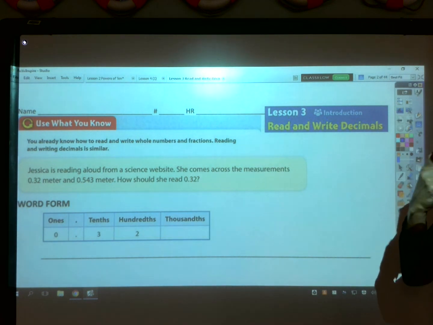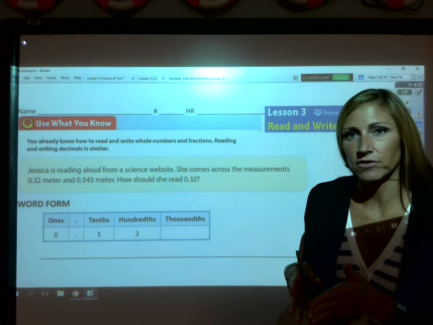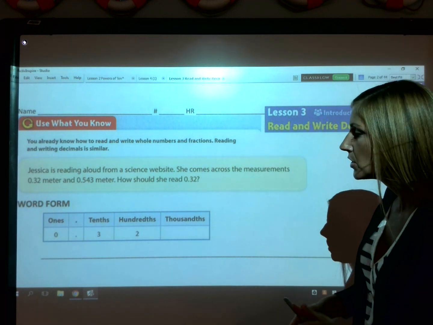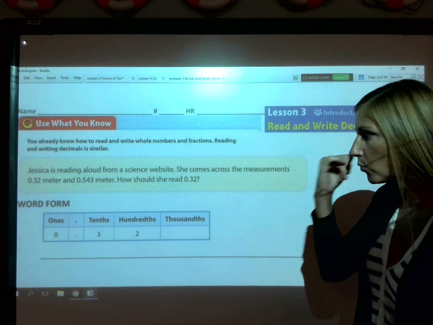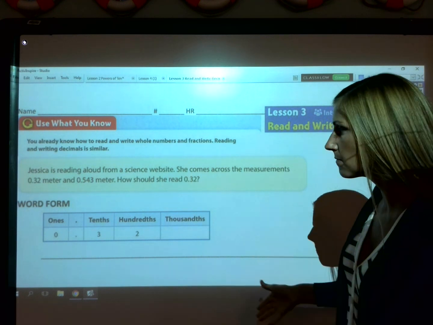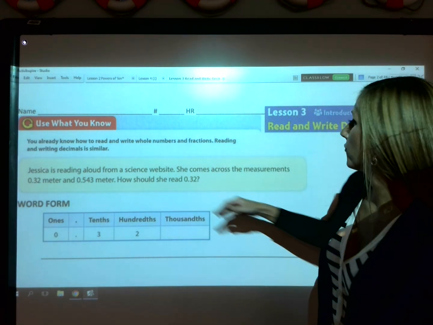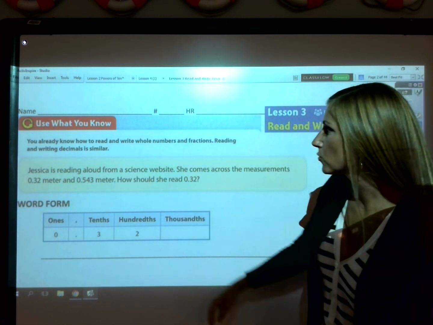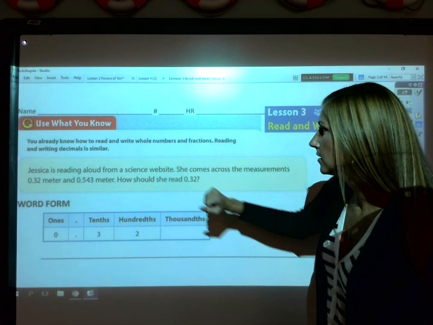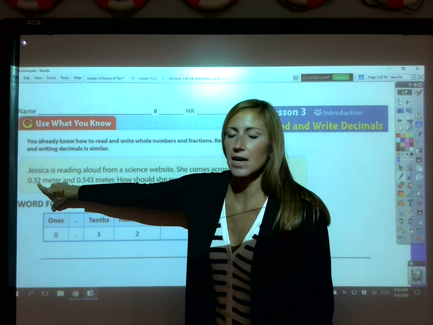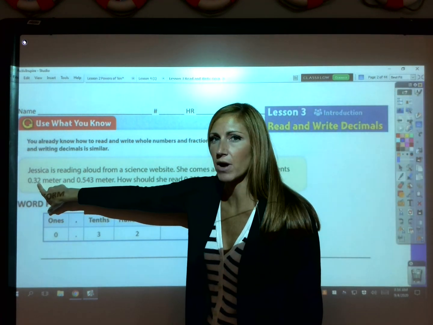So with reading and writing decimals, we can look at each individual place value in order to read these numbers. So if we have a whole number, we read it based on that place value. Same thing happens with a decimal. So for example, here we have Jessica. She is reading aloud from a science website. She comes across the measurement. How do you say this, do you think? This number right here.